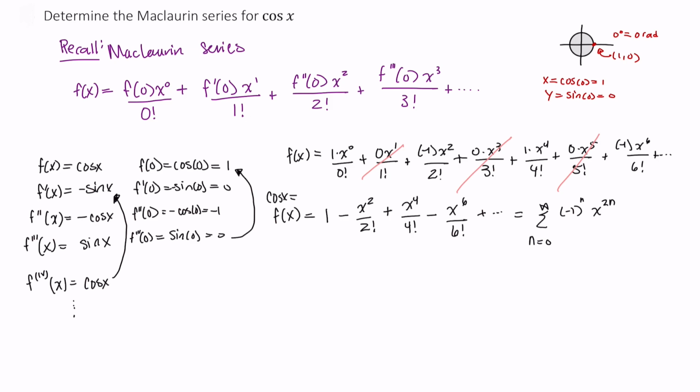So if n equals 0, we get the 0 power, so no x. When n equals 1, we get 2. When n equals 2, we get 4. This works. And now for our denominator, it's going to be identical. We want 2n factorial.